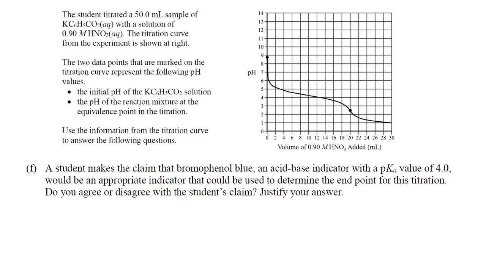So a student makes the claim that bromophenol blue, which has a pKa of 4.0, would be appropriate. And hopefully you can see that that is incorrect, or we should disagree with the student's claim. Because bromophenol blue with a pKa value of 4 would change color at around a pH of 4. That is not close to the pH of the solution at the equivalence point. It should be around 2.5.